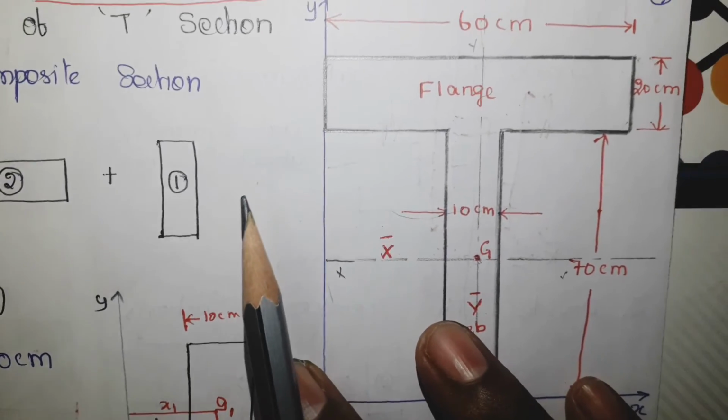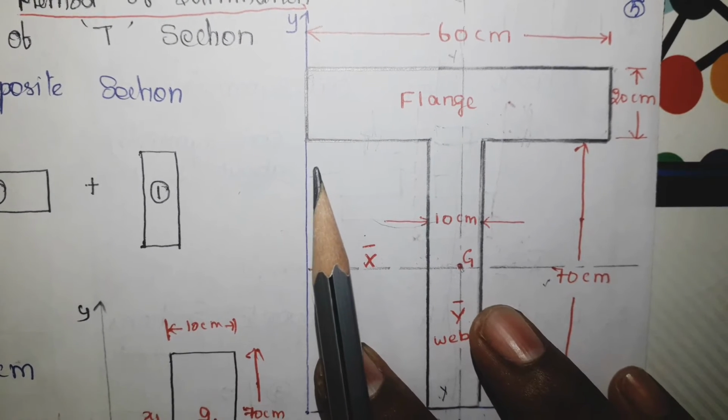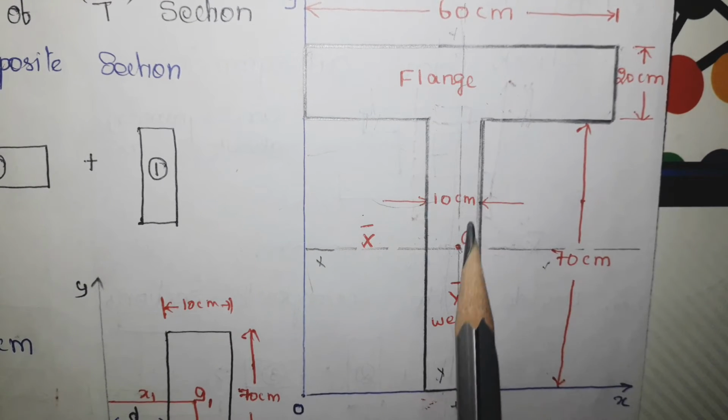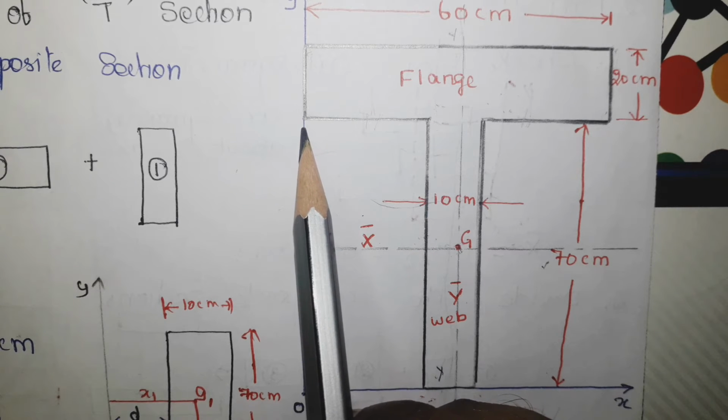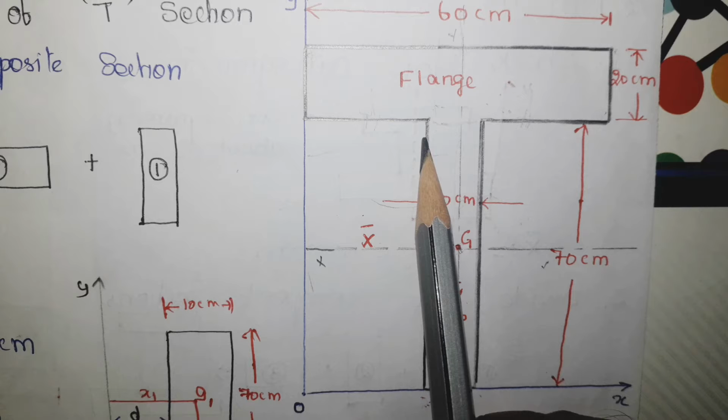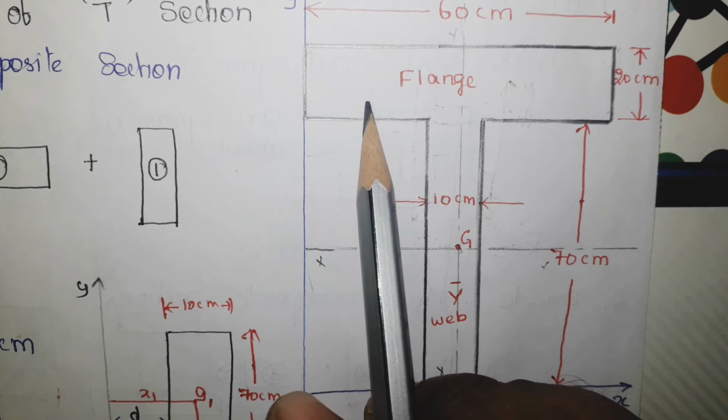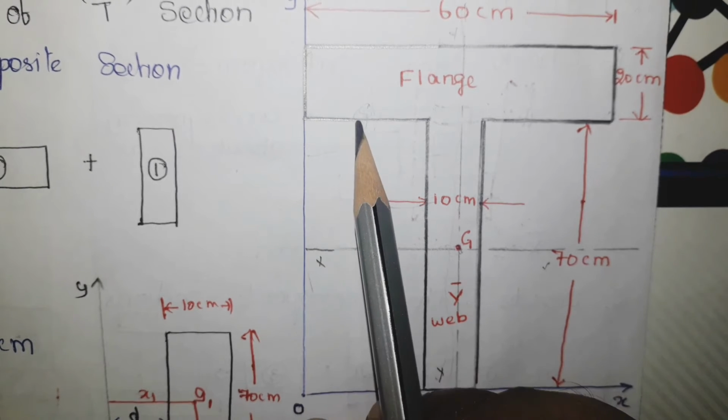This is very important. Let me go to the full section. So this is the rectangle I am working with. I need to get this distance, that means from the y axis to this one. Let me take this as d. So this is the distance.